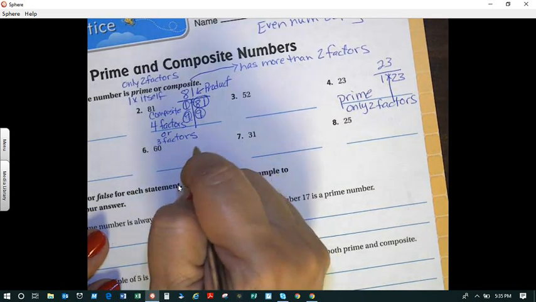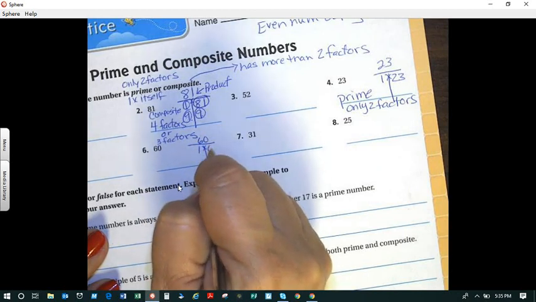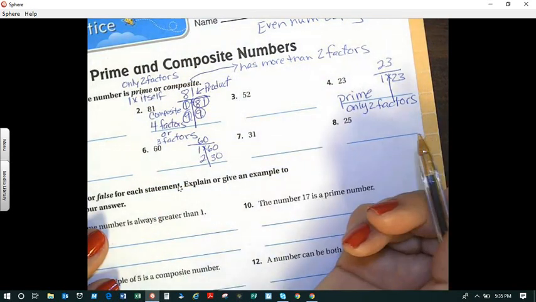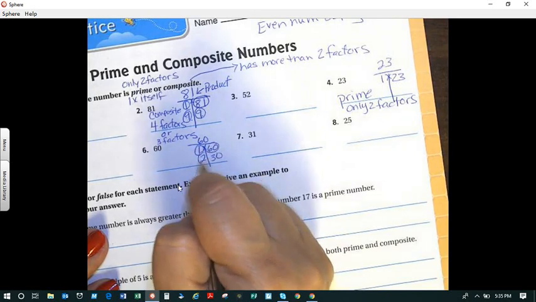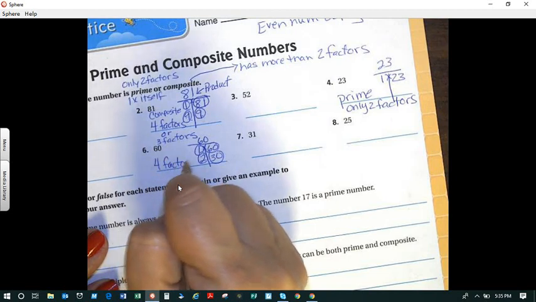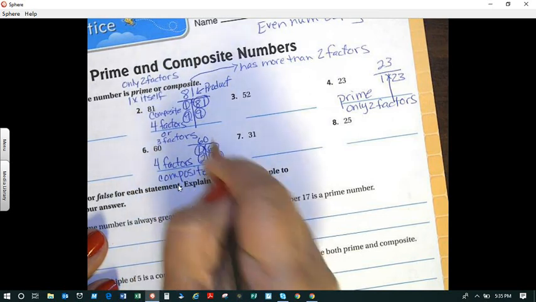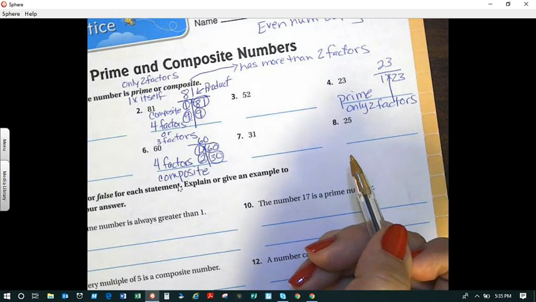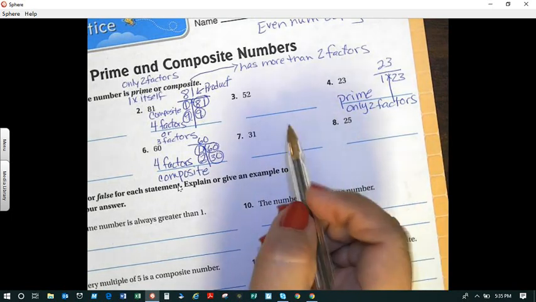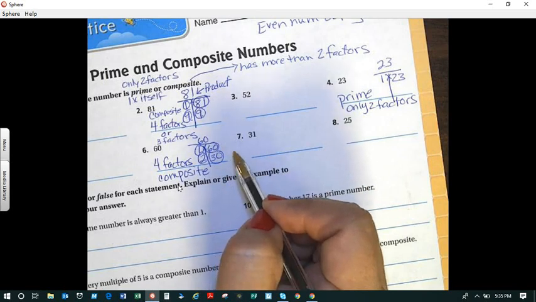The next one is 60. I'm going to make my T-chart, put my product on top. I know I can multiply 1 times 60, 2 times 30. Can I stop right there because I already have more than 2 factors? Absolutely. I have 4 factors, and it makes it a composite. You can keep going if you want to, but it's not necessary because you know that there's going to be more, with 15 times 4 or 4 times 15.